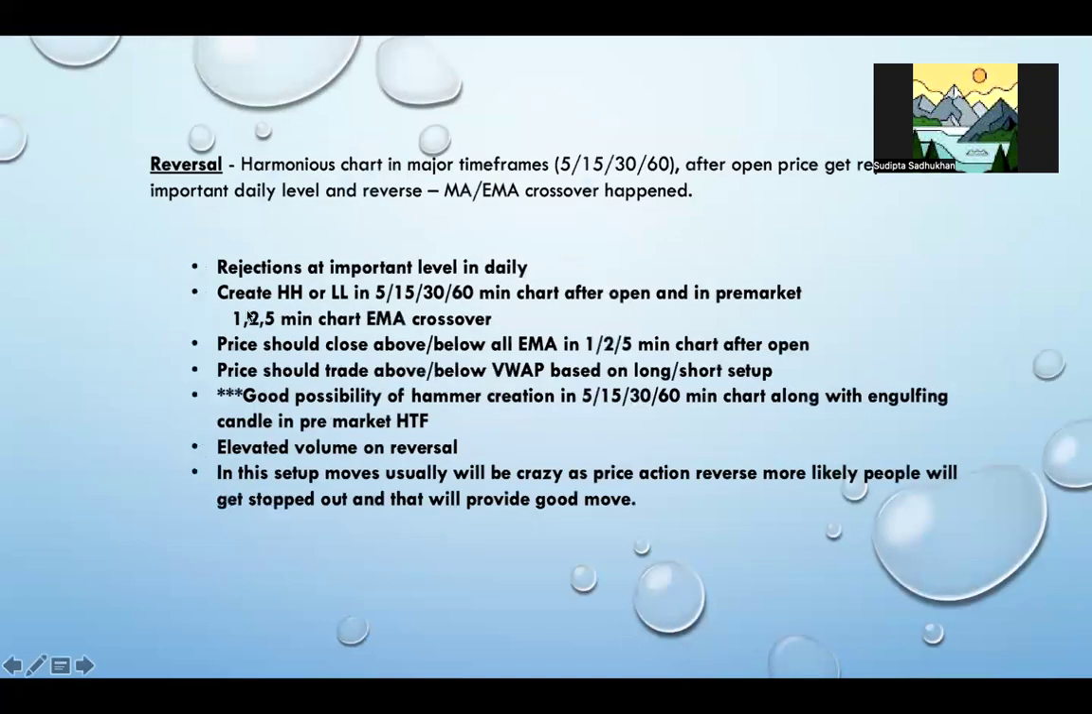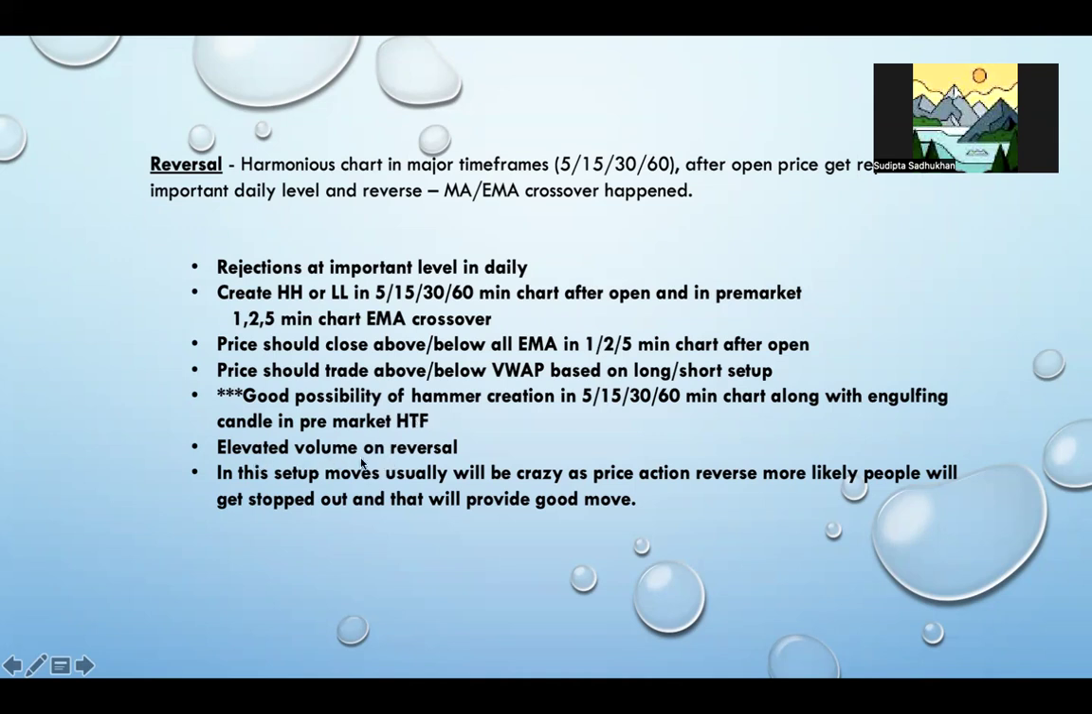And for a reversal setup, what I will expect: rejections at an important daily level, creating a higher high or lower low in the 5, 15, 30 and 60-minute charts after open, and in pre-market, an EMA crossover on the 1, 2, and 5-minute charts. Price should close above or below all EMAs in the 1, 2, and 5-minute charts. Price should trade above or below VWAP based on the long setup. We can expect a hammer or a solid or engulfing candle. Okay, we'll see in the chart how it looks, then it will be more clear.